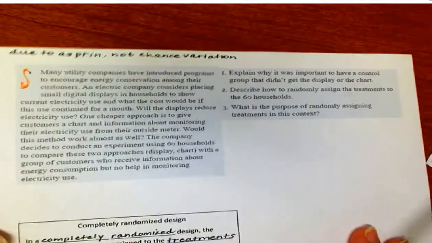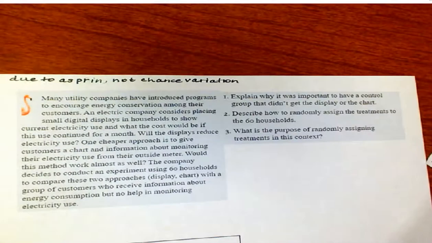Okay, so the next problem we're going to work through. Many utility companies have introduced programs to encourage energy consumption conservation among the customers. An electric company considers placing small digital displays in the households to show current electricity use and what the cost would be if this continued for a month. Will the displays reduce electricity use? One cheaper approach is to give customers a chart and information about monitoring their electricity use from their outside meter. Would this method work almost as well?